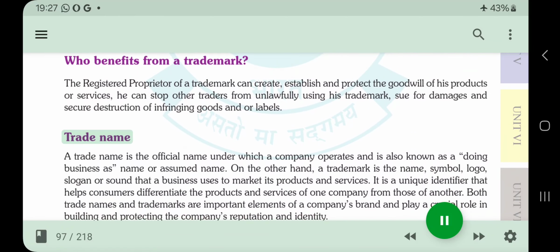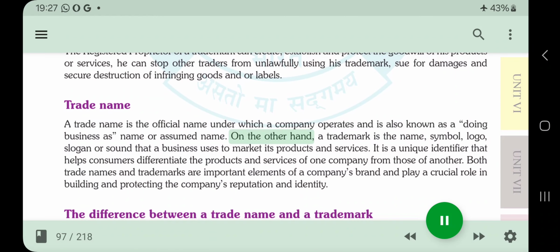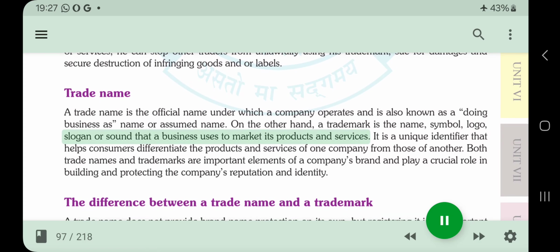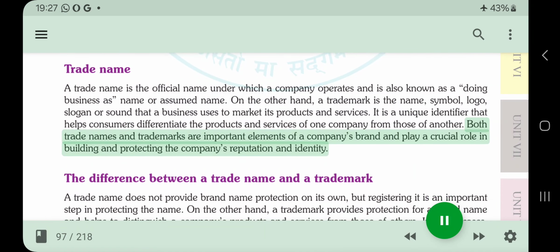Trade name. A trade name is the official name under which a company operates and is also known as a doing business as name or assumed name. On the other hand, a trademark is the name, symbol, logo, slogan or sound that a business uses to market its products and services. It is a unique identifier that helps consumers differentiate the products and services of one company from those of another. Both trade names and trademarks are important elements of a company's brand and play a crucial role in building and protecting the company's reputation and identity.